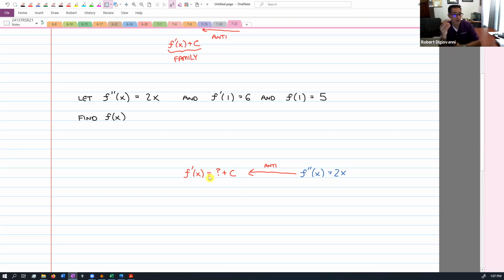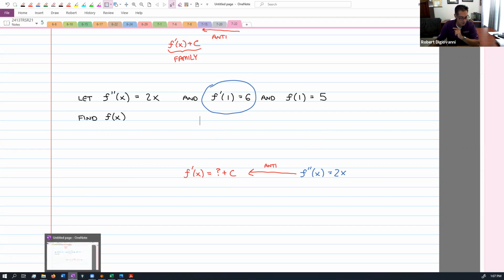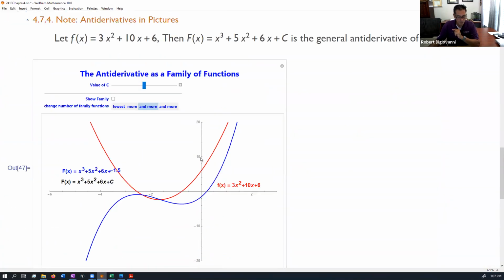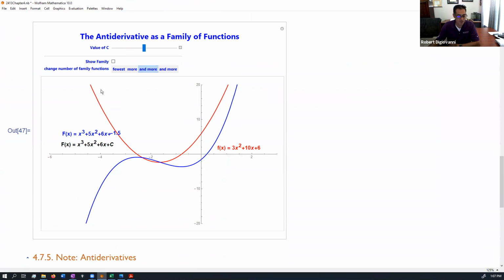in order to figure out exactly which one I'm talking about, I'm going to provide you one piece of information about the derivative. So we start with the second derivative, we go backwards to the first derivative, and then I'm telling you the value of the first derivative at a specific point. Here's a way we can visualize this. I'm giving you some function. This is not the function, but let's say the red one is the second derivative.